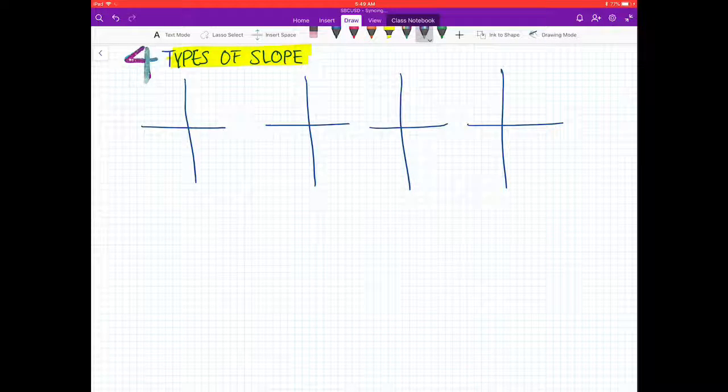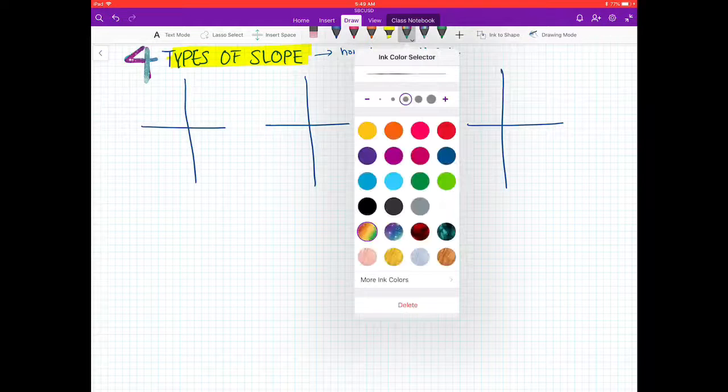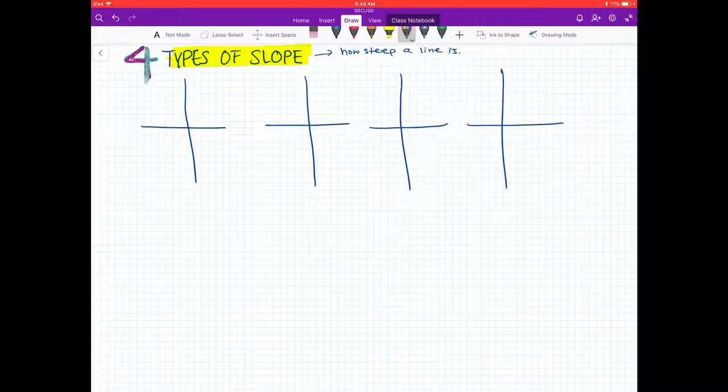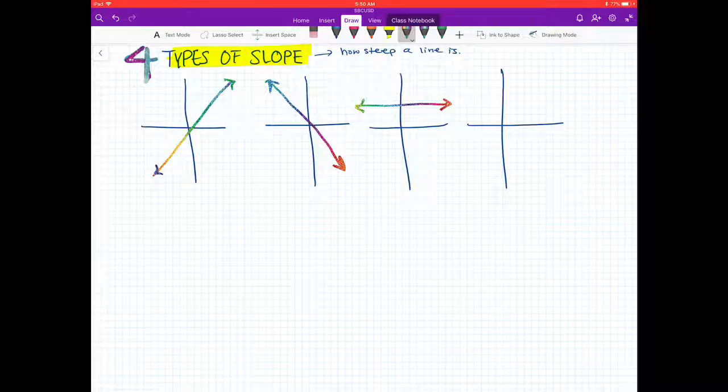Here we go. Remember, slope is what? How steep a line is. Remember that, okay? So, how steep? So let's use this magic here. We got this one, we got that kind of line. These are just pretend lines. We got this line, we got this flat line, and we got this line right here.